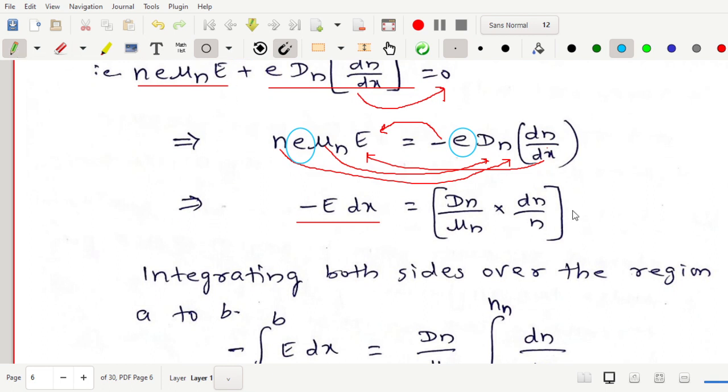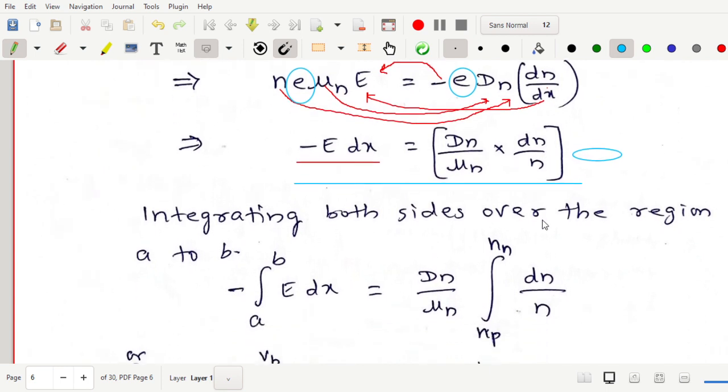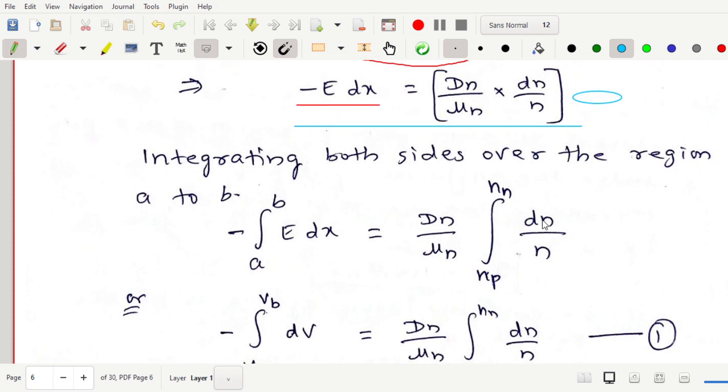this equation, minus e dx. So this equation is obtained. So minus e dx is equal to dn by mu n into dn by n. Now what we will do is, integrating both sides over the region a to b.